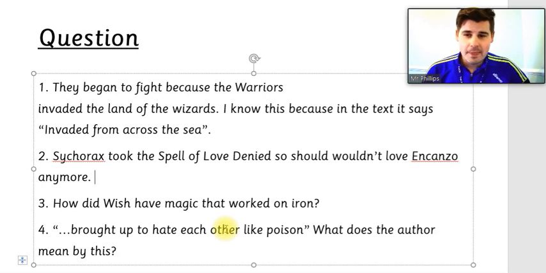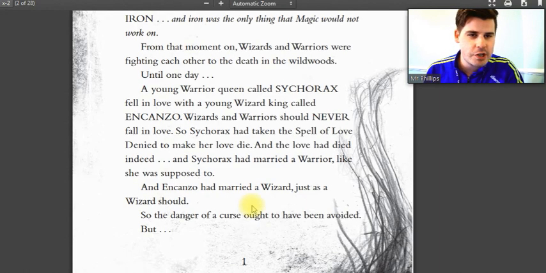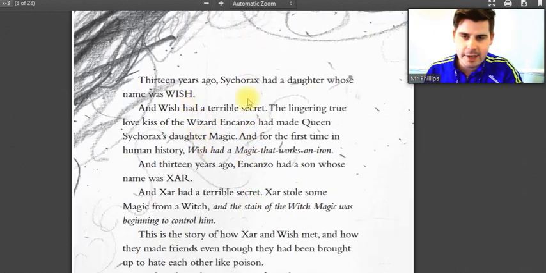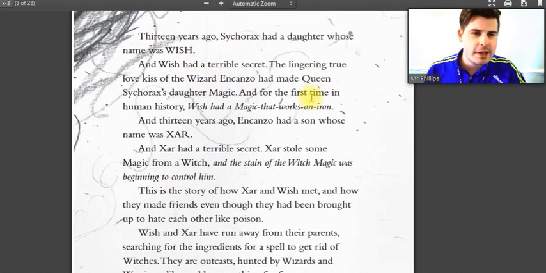Ready for number 3? It says, how did Wish have magic that worked on iron? So how did Wish end up with the ability to have magic that worked on iron? Well, let's skim and scan for the name Wish. There it is, perfect in capitals. If only all books had their character names in capitals, it would be so much easier.